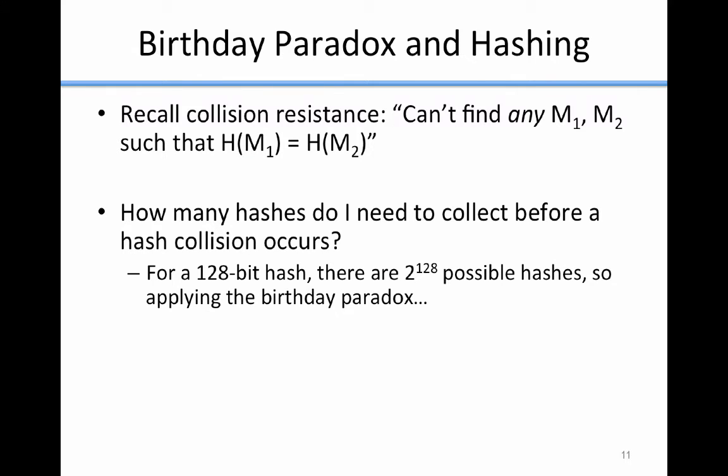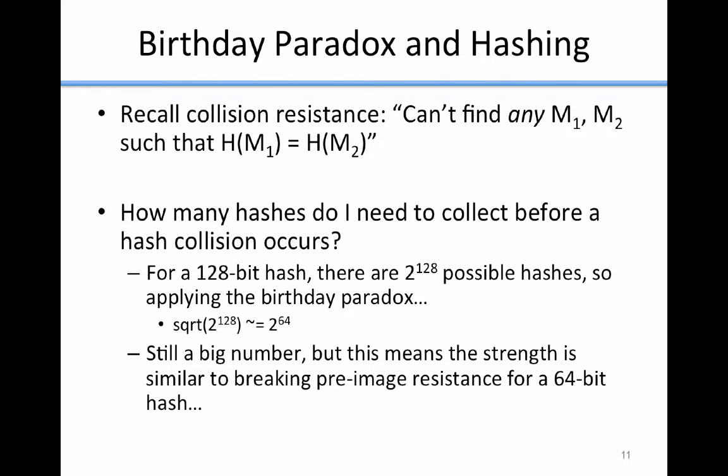For a 128-bit hash, there are 2^128 possible different hashes, right? So if I apply the birthday paradox, that means that I would need the square root of 2^128 different messages before I'd have a 50% chance of a hash collision. Well, that's about 2^64, because when you do the square root of a 2 to the something, it just cuts the exponent in half. So I end up with 2^64. That's still a really big number.